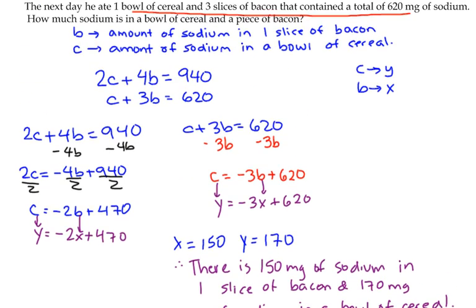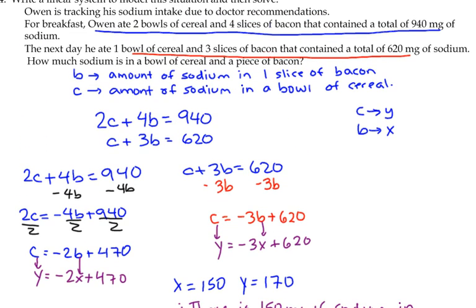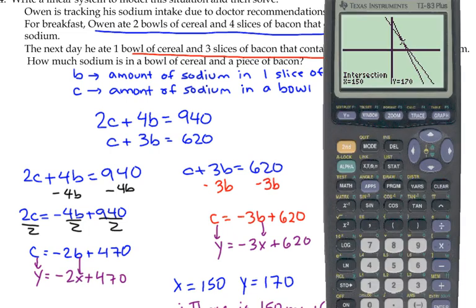Now checking your answer again, your calculator automatically stores x and y. And so you could go ahead and type in, as long as you remember, y was cereal. So 2y plus 4x should equal 940. You could use your calculator for that. 2, alpha 1, plus 4x should be 940.